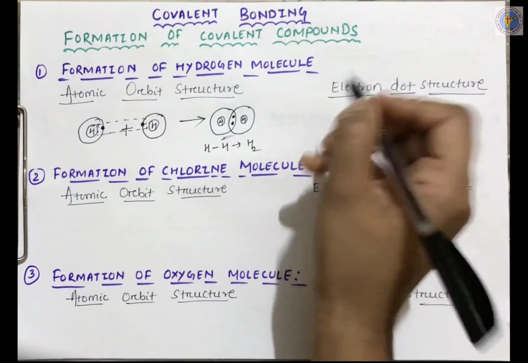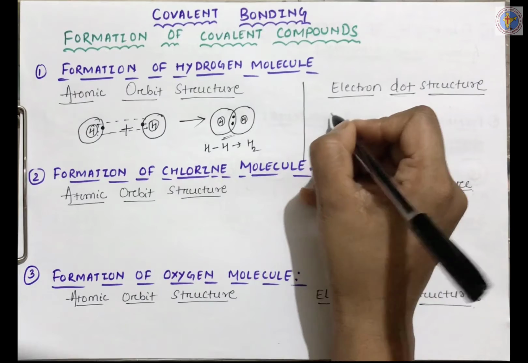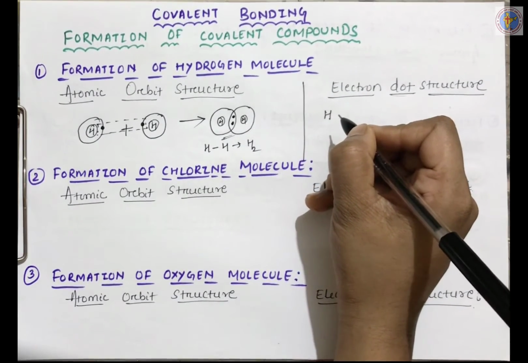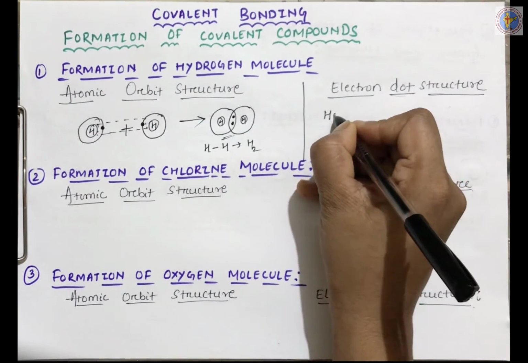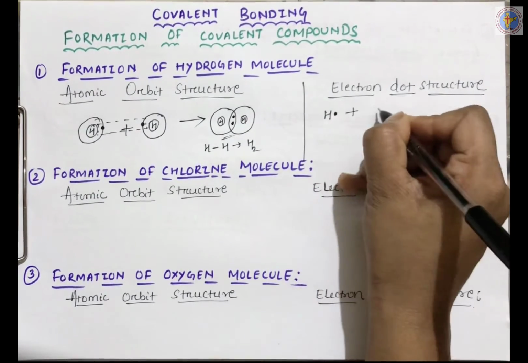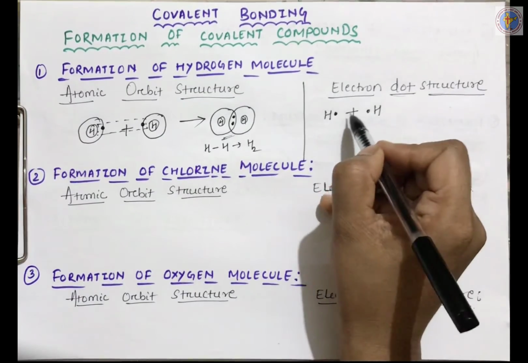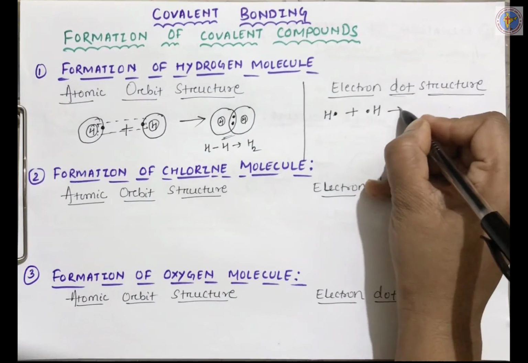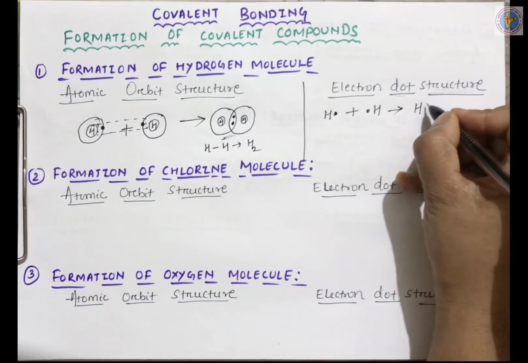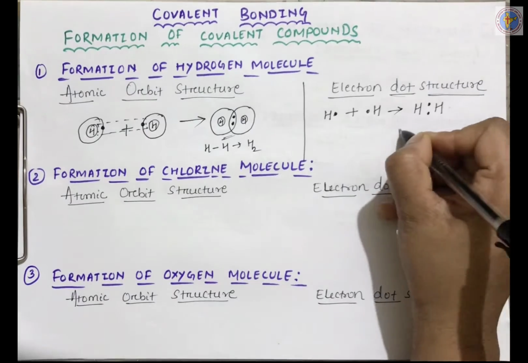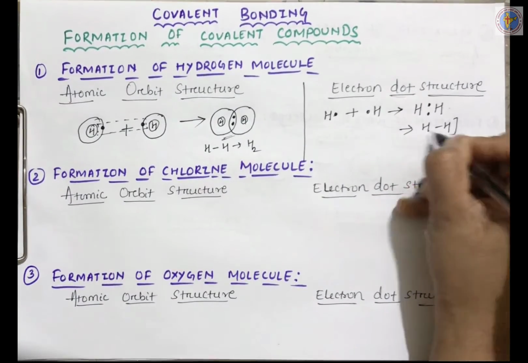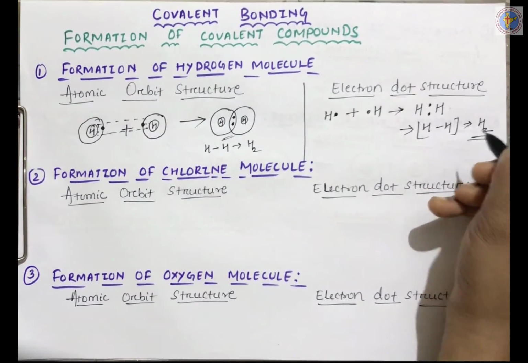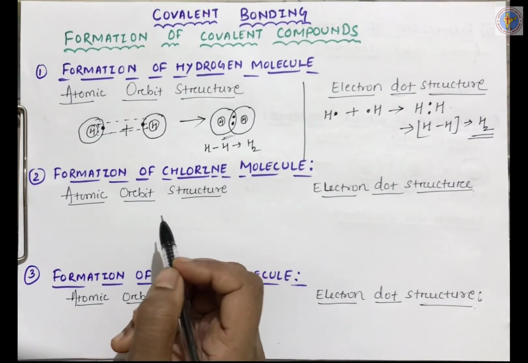So let us draw the electron dot structure. This is your hydrogen. As I told you, in the electron dot structure we represent electrons in the form of dots. Here hydrogen, another hydrogen here, and as I told you, we will have the covalent bond between this shared pair of electrons. So after that, what happens, children? It will form like this, or H, H. So it will form H2. This is the hydrogen molecule.